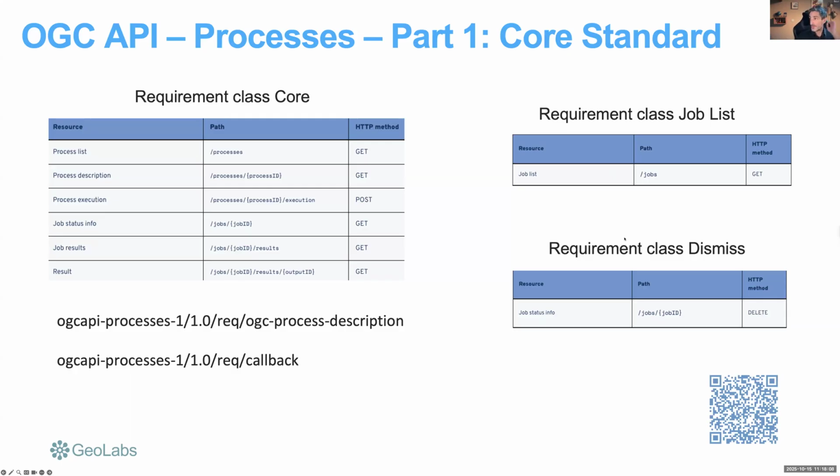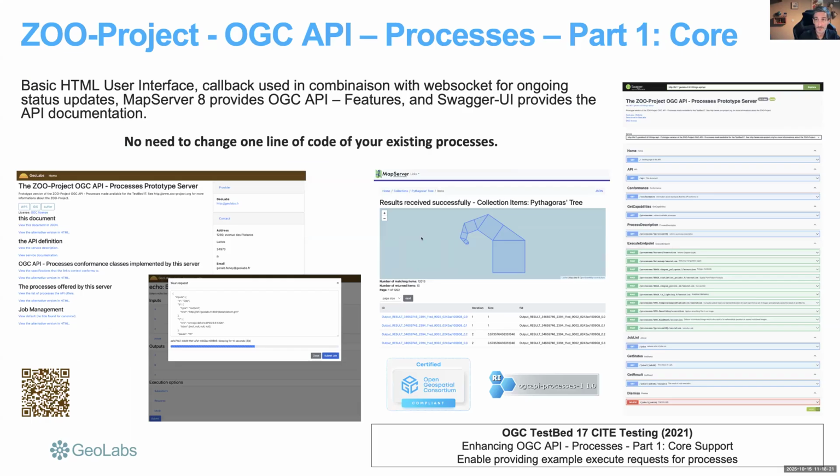And then you have the requirement class dismiss, which makes a client application or end user able to delete a job run and remove all its associated history.